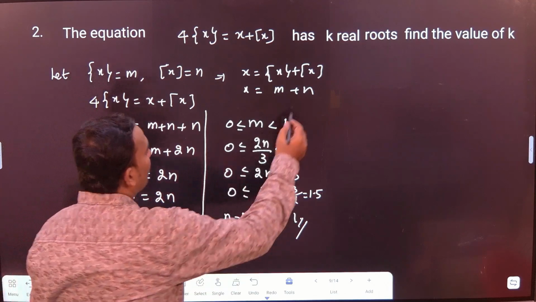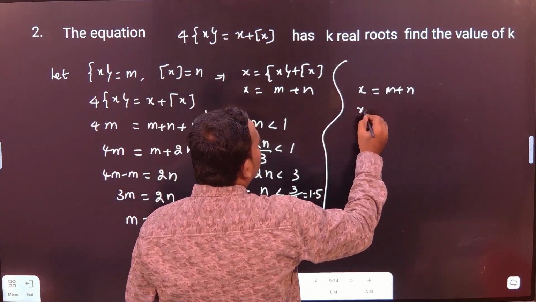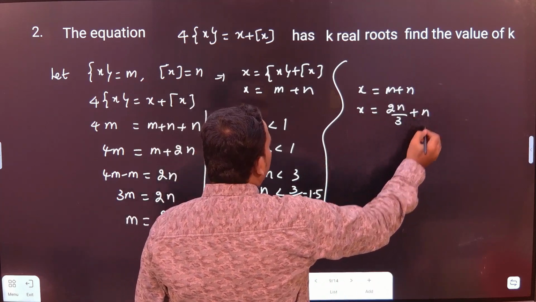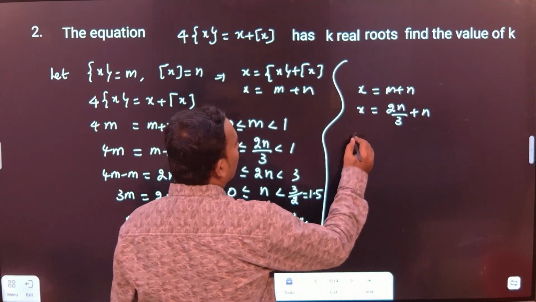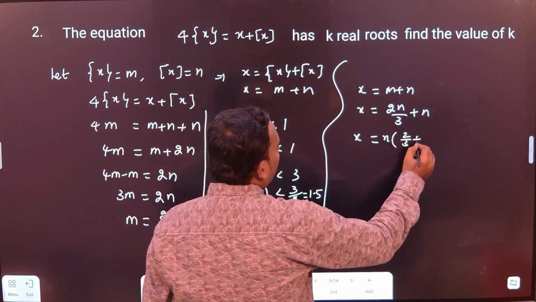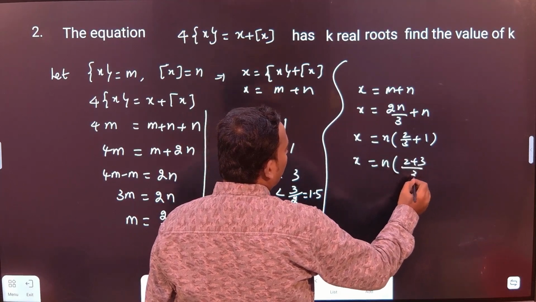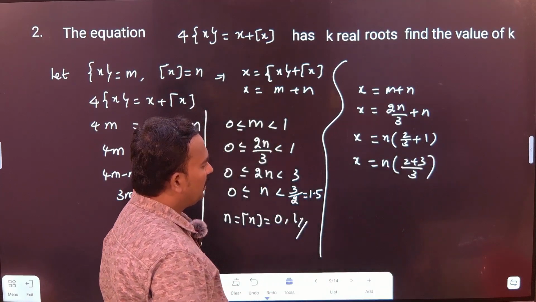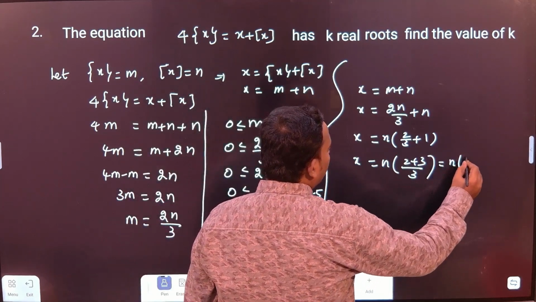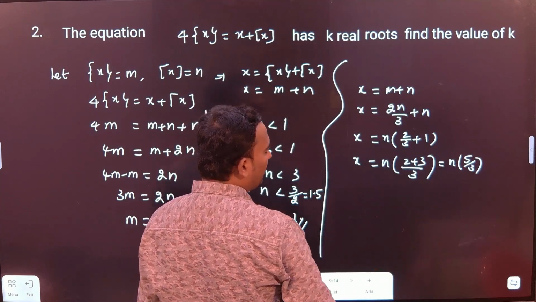Understood? Now you can find the x value here. What is x? m plus n. x is equal to, what is m here? 2n by 3 plus n, right? So x is equal to, you can take n out, 2 by 3 plus 1. So x is equal to n, you take 2 plus 3 by 3. Correct? I am taking LCM, 2 plus 3 by 3, correct? It is equal to n into 5 by 3, right? So therefore, x is equal to 5 by 3 n.